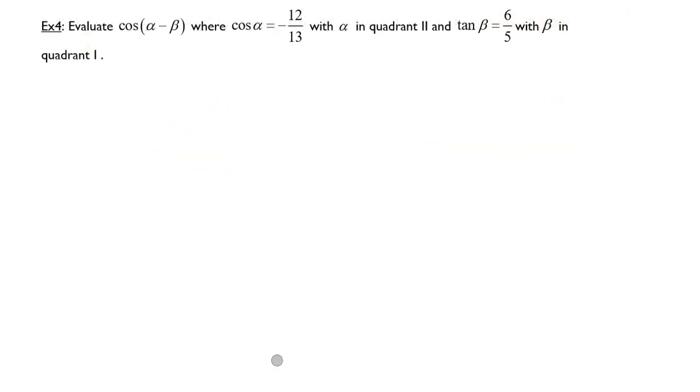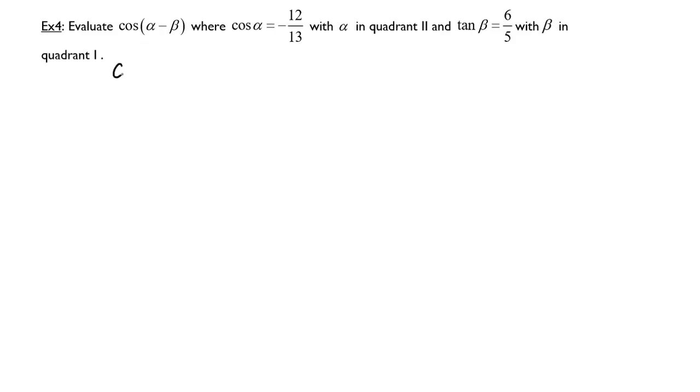Now let's try to evaluate cosine of alpha minus beta, the two angles alpha and beta, where cosine of alpha is equal to negative 12 over 13, with alpha in quadrant 2, and tangent of beta equal to 6/5 with beta in quadrant 1. I know that I have two angles, alpha and beta, and beta is being subtracted from alpha.